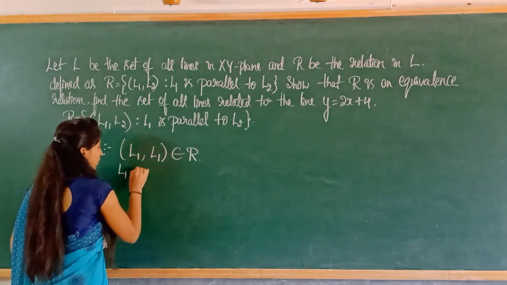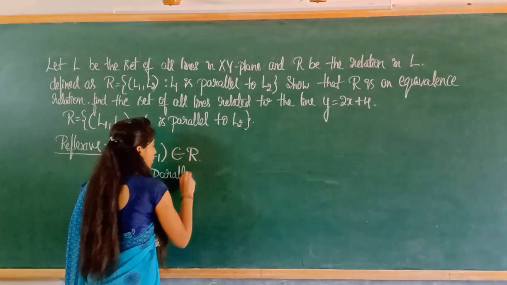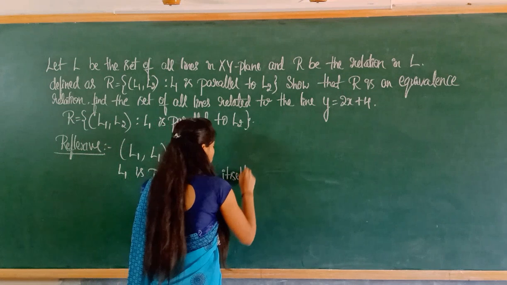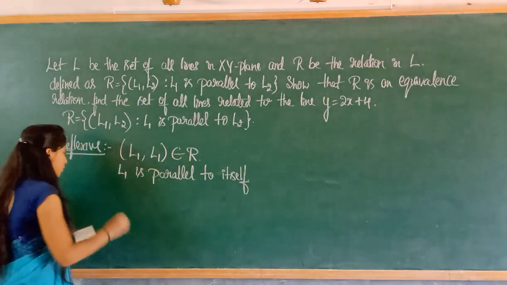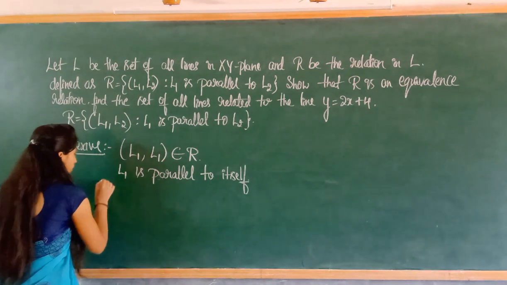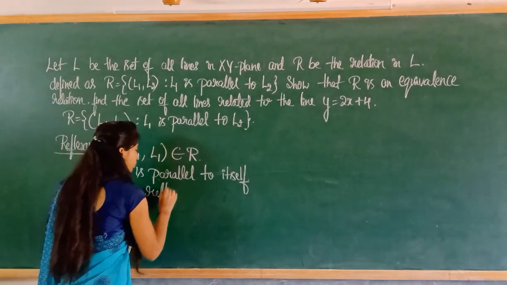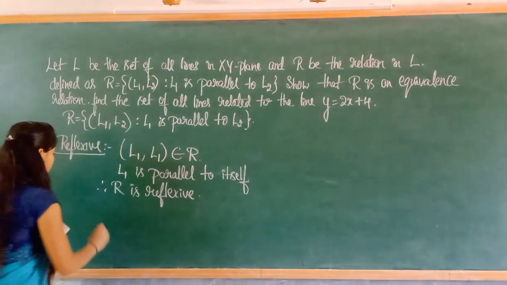L1 is parallel to itself. L1 line parallel to itself. So R is reflexive. R is reflexive. Next is symmetric.